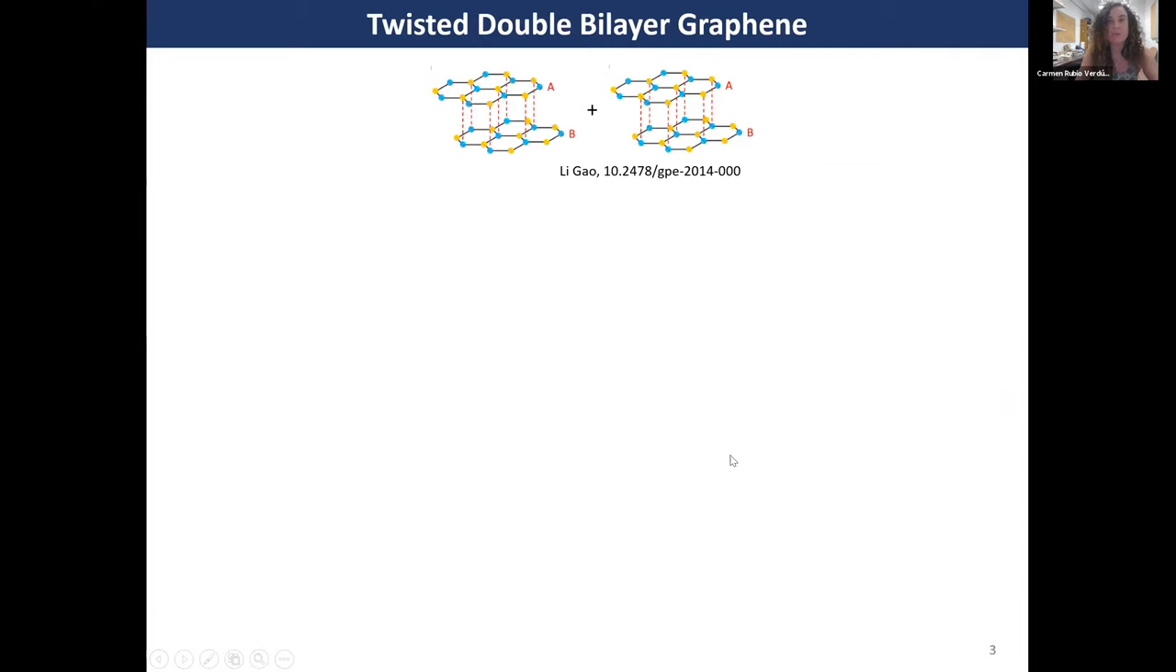And the system that I would like to introduce today is just a double bilayer graphene. So in this case, each unit that we twist is an AB bilayer. Basically, we take this Bernal bilayer on top of the other one, and then we twist it.